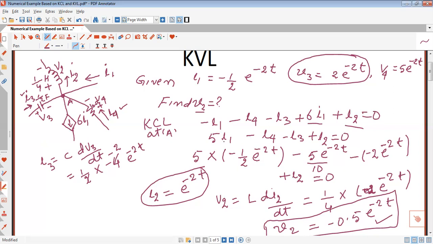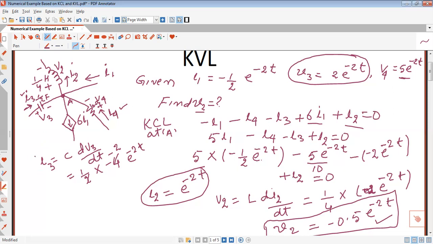Now we have to put in all the values of the currents available here. So I1 is the current given by this equation, minus half e to the power minus 2t. So I have put it here. I4 is the current in the resistance. So using Ohm's law, I4 equal to voltage divided by resistance. Resistance is 10 and voltage is 5 e to the power minus 2t. It is given here.